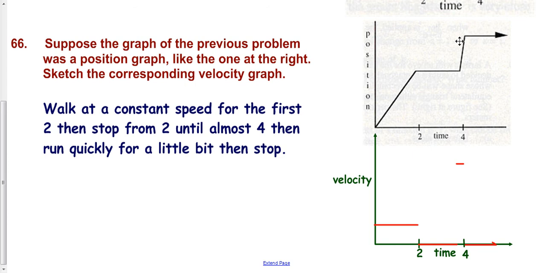Then here we ran or jumped forward just a bit, so our velocity was real high for just a short time. And then over here to the right, we're not moving again, our velocity is 0.